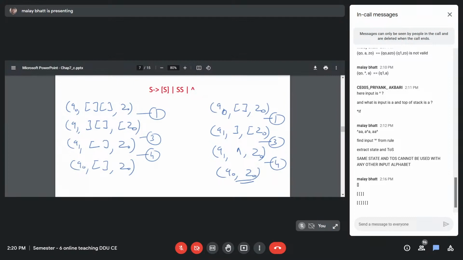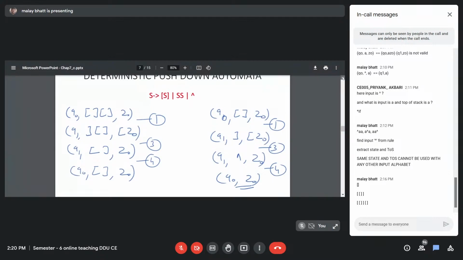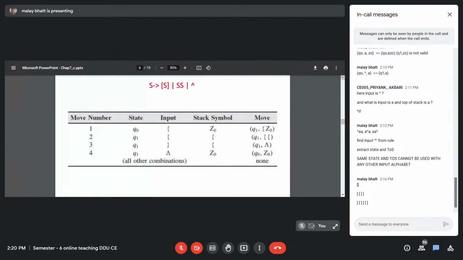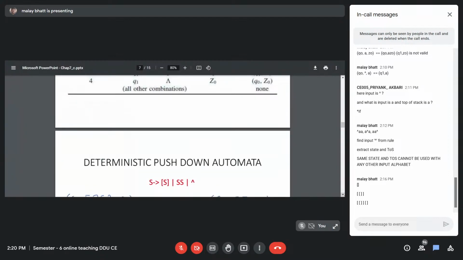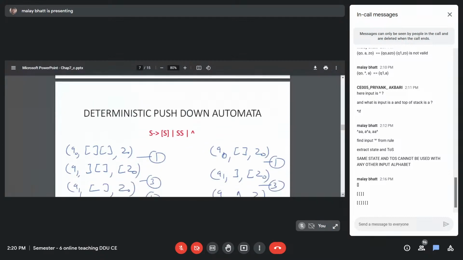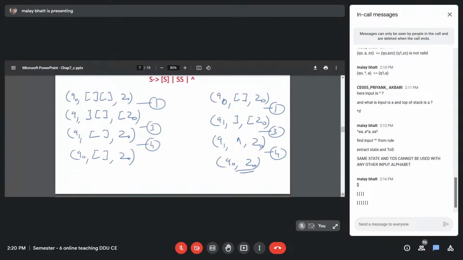So now what do we have? We are using Q1 null Z0 because we want to restart the process. We'll consider this last rule, Q1 null Z0, and to restart the process, we'll go to Q0 state. We have a Q0, a pair of brackets, and Z0. Again, we have the same thing.